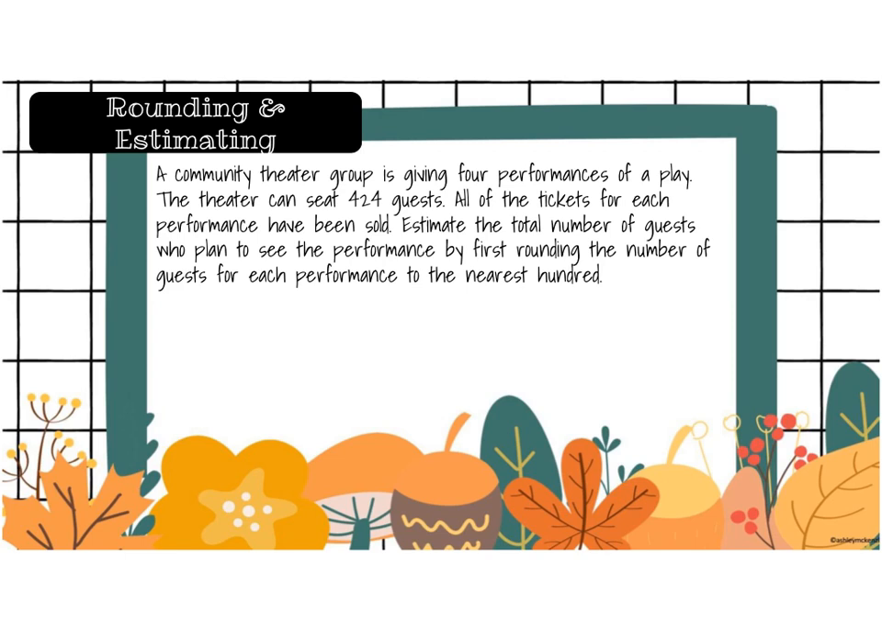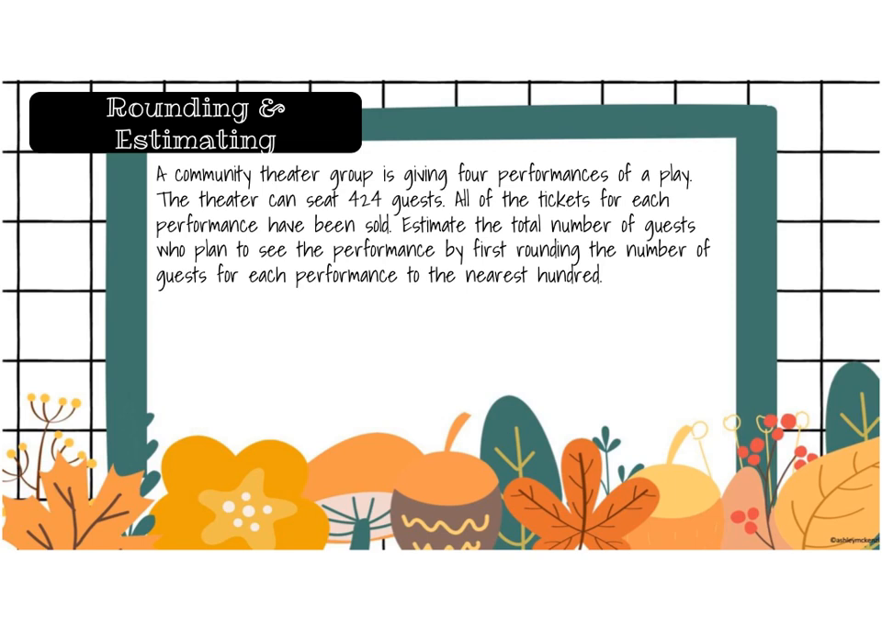Okay, our next problem. A community theater group is giving 4 performances of a play. The theater can seat 424 guests. All of the tickets for each performance have been sold. Estimate the total number of guests who plan to see the performance by first rounding the number of guests for each performance to the nearest 100. So you're taking the amount of guests, rounding to the nearest 100. Please work this on your whiteboard and then we'll talk about it. It's okay, you can just do it on paper.